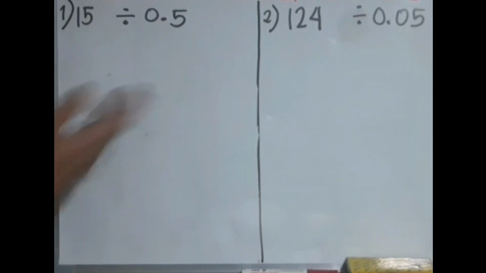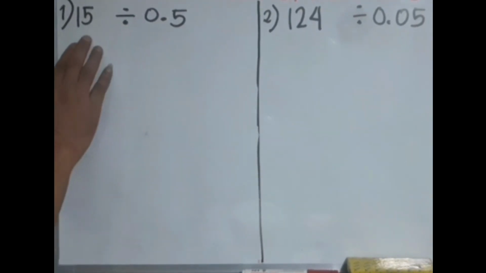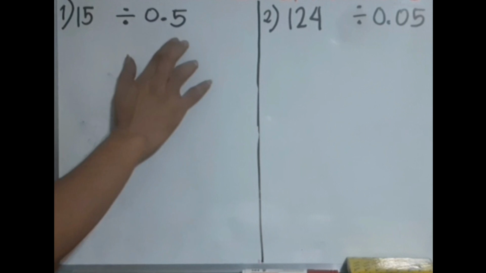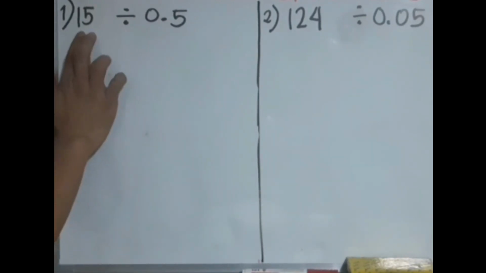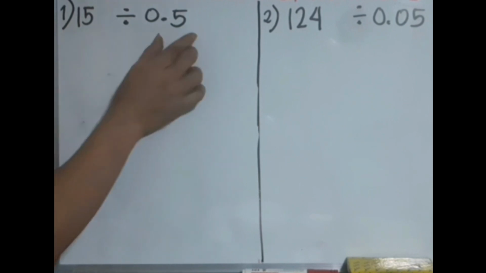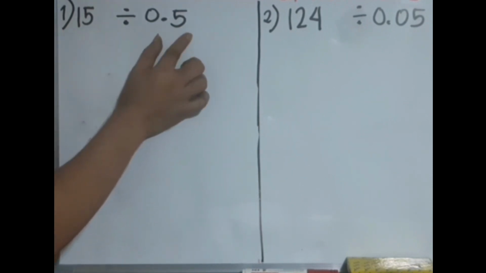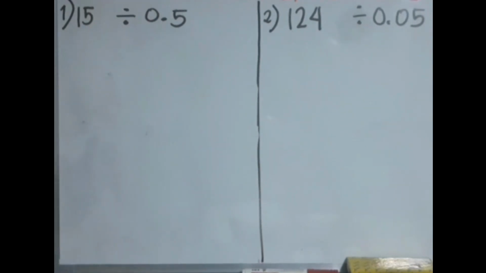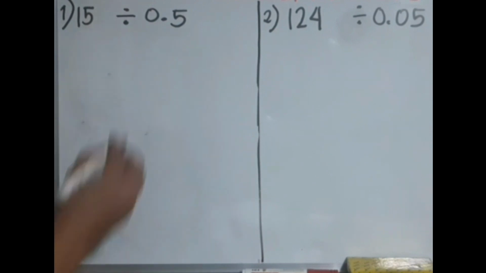Now let us have these examples. Example number 1 is 15 divided by 5/10. 15, which is an example of a whole number, is our dividend, and 5/10 is our divisor. Now, how are we going to divide whole number by decimal number? We can do that by using the long division method.